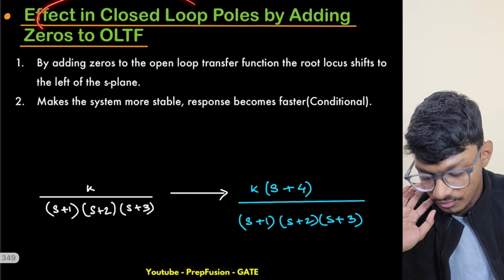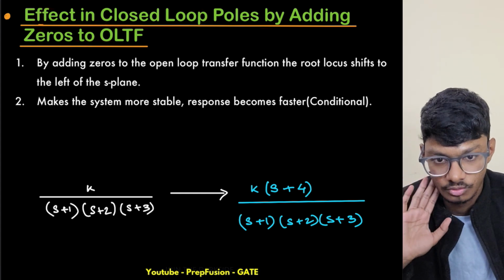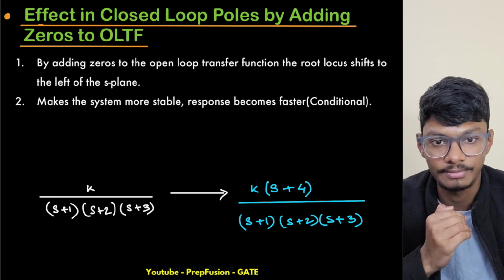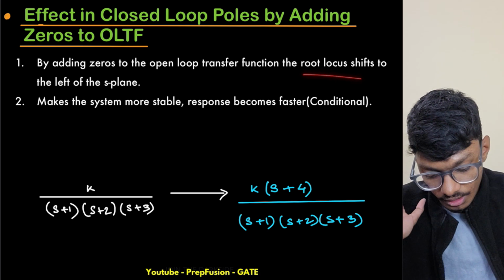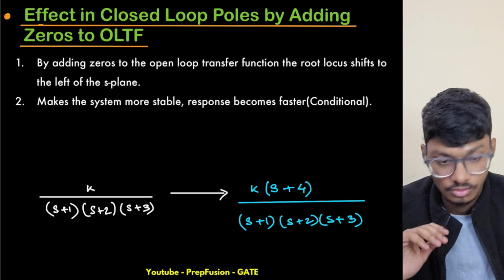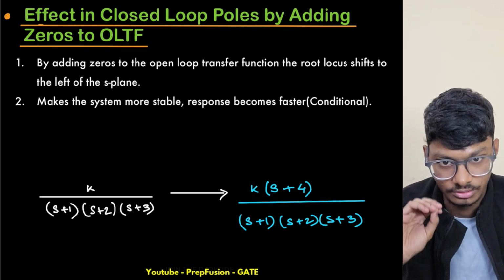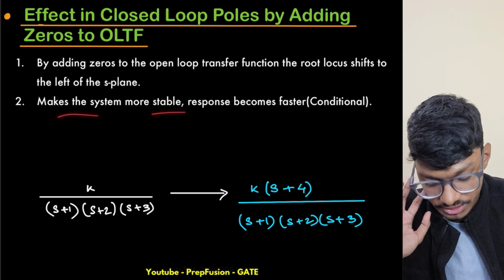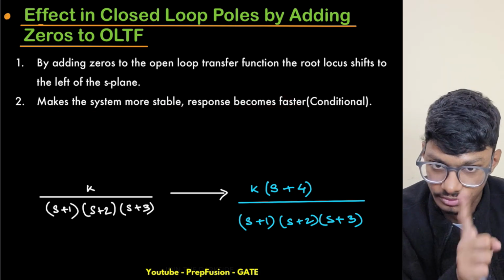Now the effect on closed loop poles of adding open loop zeros. Like we have already done this in the time response chapter. So by adding zeros to the open loop transfer function, the roots shift to the left of the s plane. So it becomes relatively more stable if we add open loop zeros to the root locus. It makes the system more stable, and the response becomes faster. Like this is conditional, obviously. We'll understand how the response becomes faster.